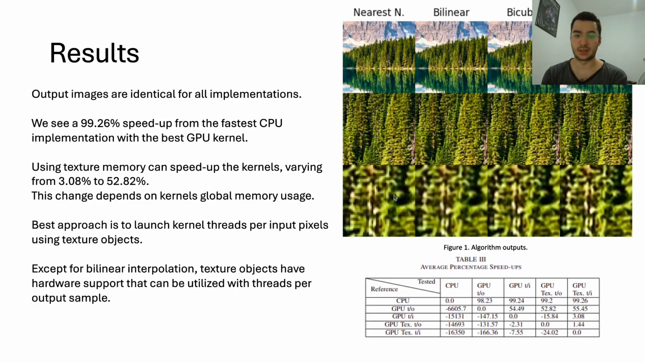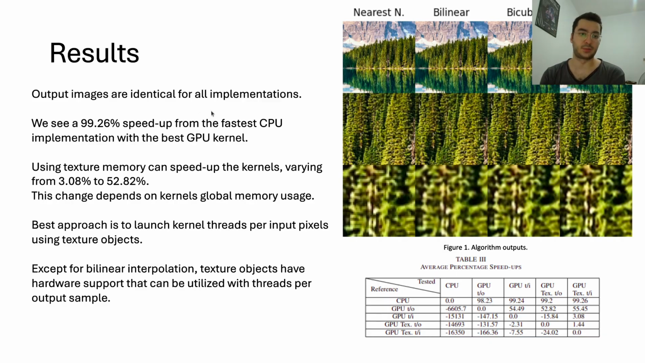So the results: when you see the output images, they are identical for all implementations of the code. So we are preserving output quality, and when we compare, we can see that Lanczos also preserves the contrast as well as smoothness, while it is more prone to ringing, but bicubic is less prone to ringing, but the contrast is a little bit degraded.